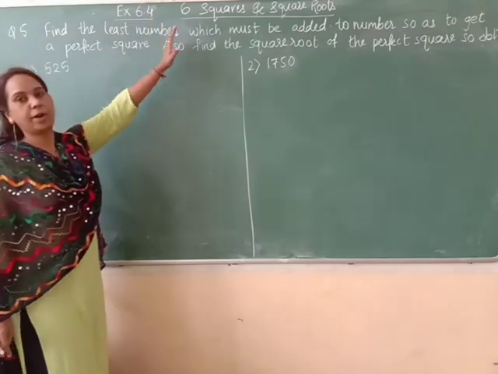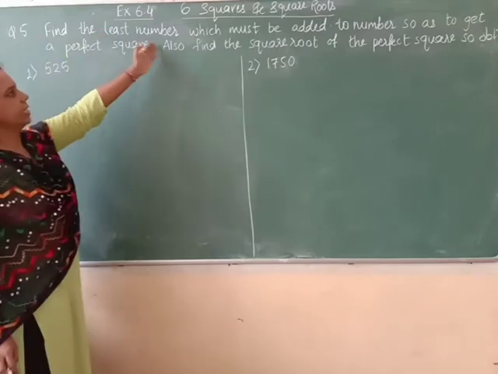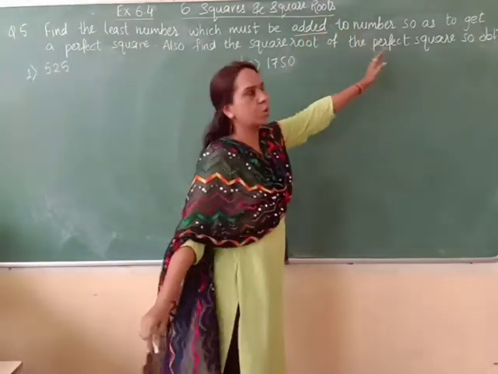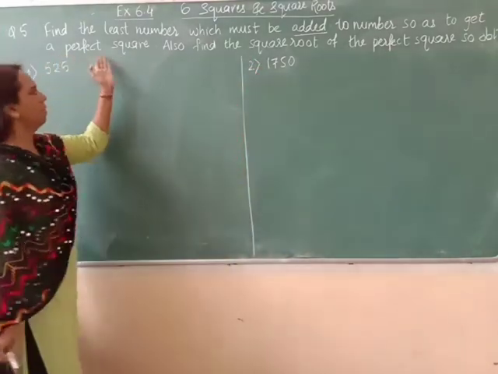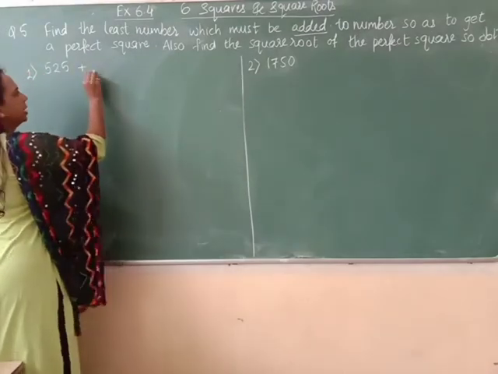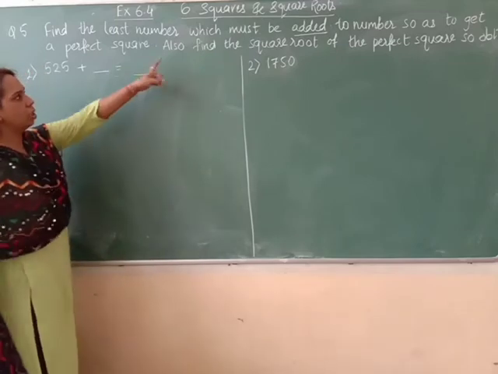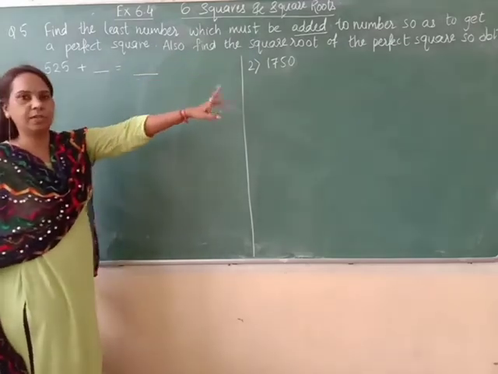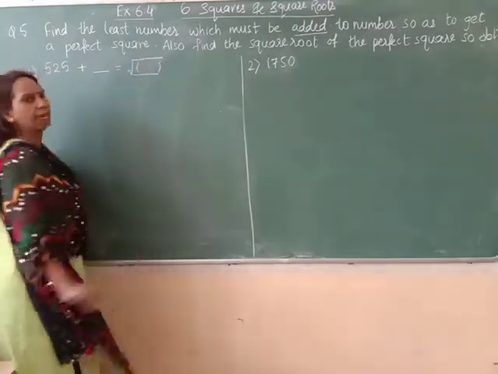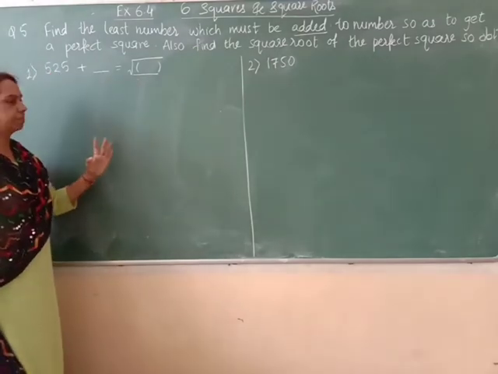Starting with exercise 6.4, question number 5. First, find the least number which must be added to the number so as to get a perfect square. The first question is what number should be added to this number to make it a perfect square, and also find the square root of that perfect square. Afterwards, whatever number is obtained, you have to find the square root of that number also. So these are the two questions that we have to solve here.